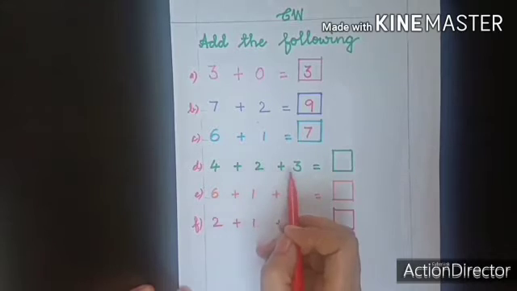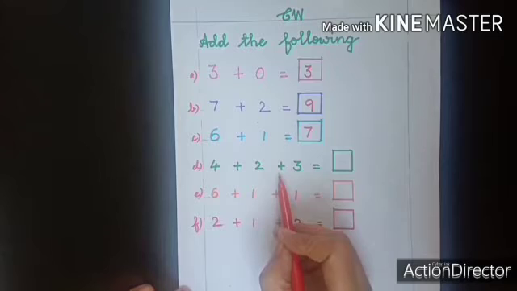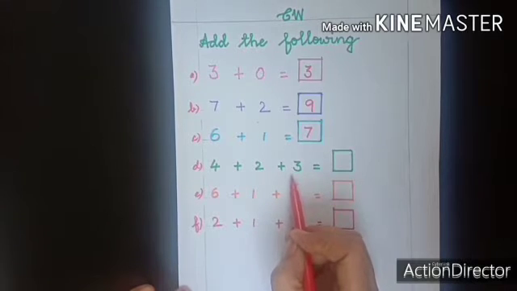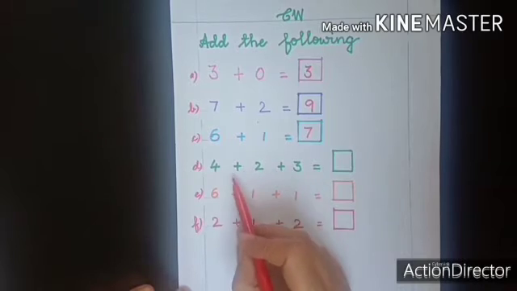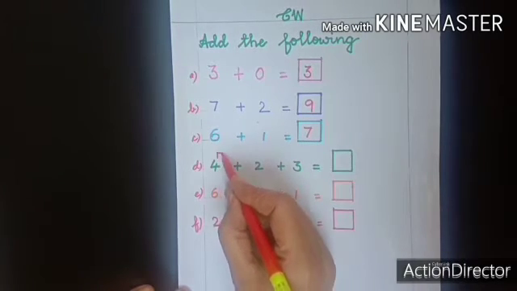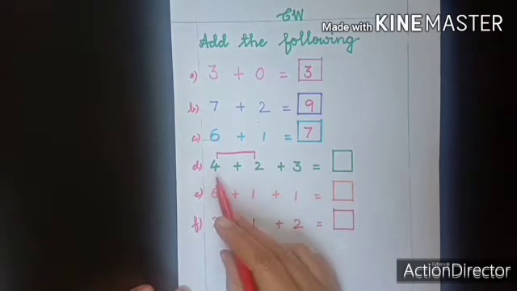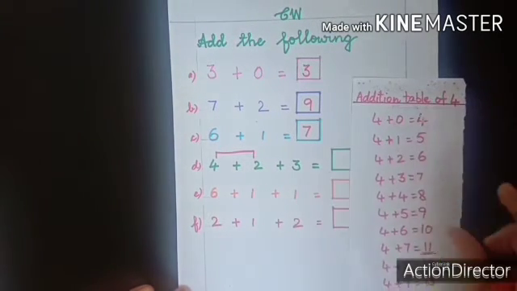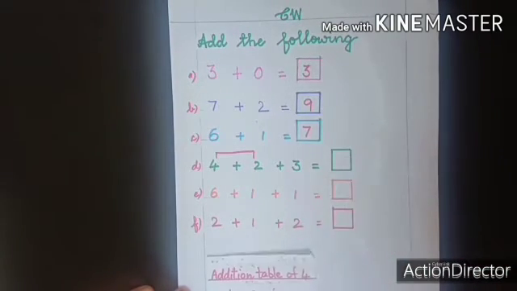Look at this example. Here we have three numbers, 4 plus 2 plus 3. As I told you, when there are three numbers, let's add the first two numbers, that is 4 and 2. What is the sum of 4 plus 2? Let's take the help of the addition table of 4. 4 plus 2 is equal to 6.